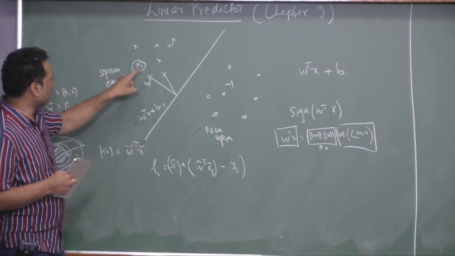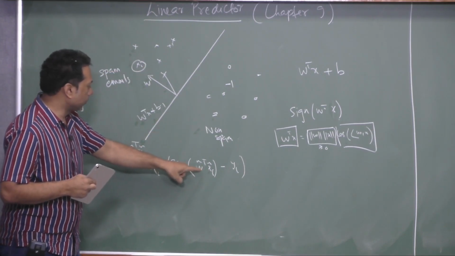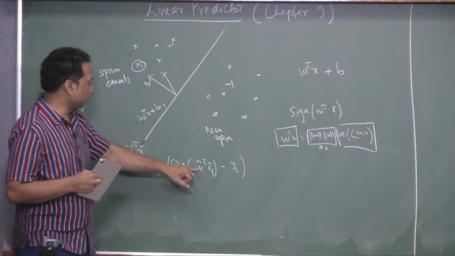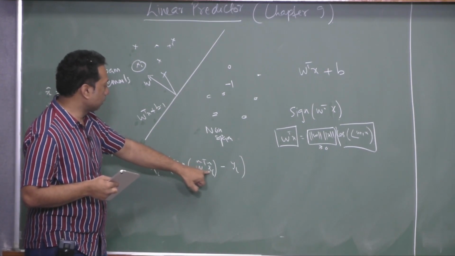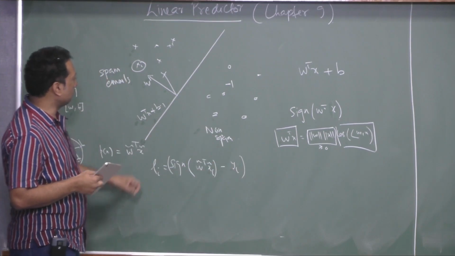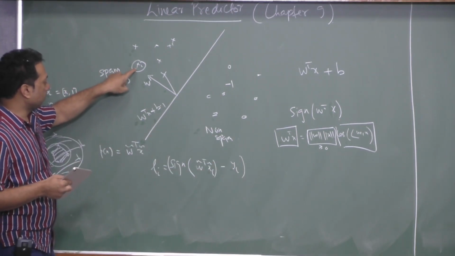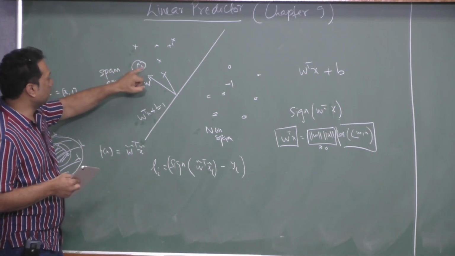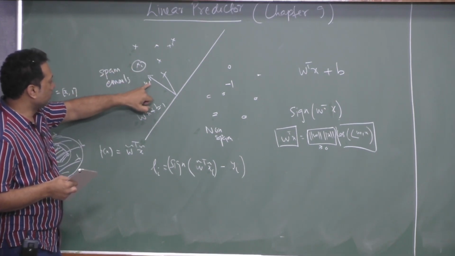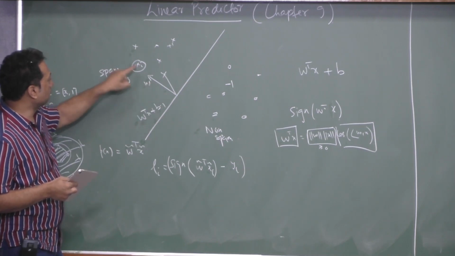We are saying that I go for each sample Xi, and what I really want is that W transpose X for that Xi must match the corresponding yi. In this case, Xi is on this side. So what I am looking for is that the sign of the angle that Xi makes with the current W tilde must match yi.